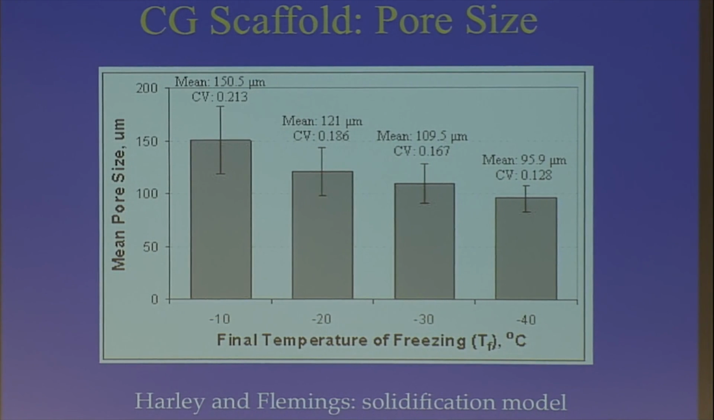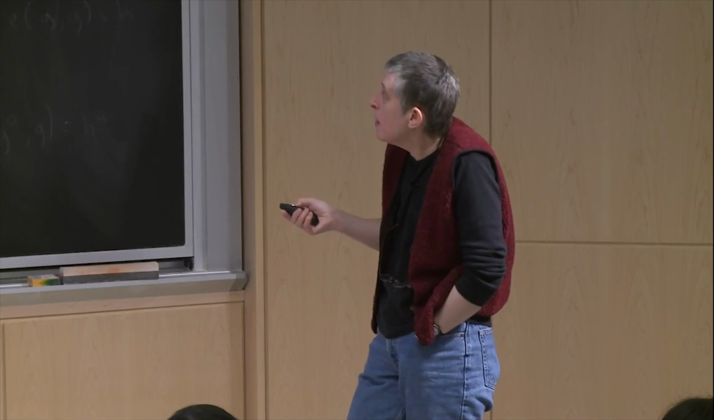So the way the freeze dryer works is there's shelves that you put these pans on, and there's cooling elements that go through the shelves, and you can set the temperature of those shelves. So we would set the temperature of those shelves to different values, and we got different pore sizes. So the colder the shelf temperature was, the faster the freezing, and the smaller the size of the ice grains, and then the smaller the size of the pores.